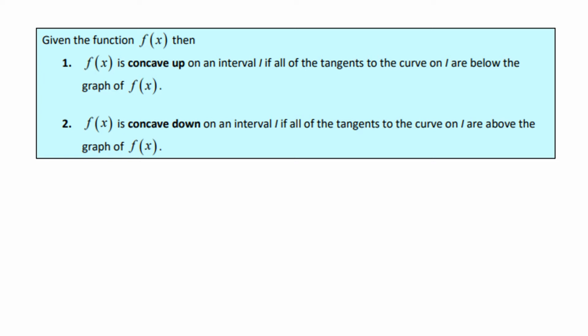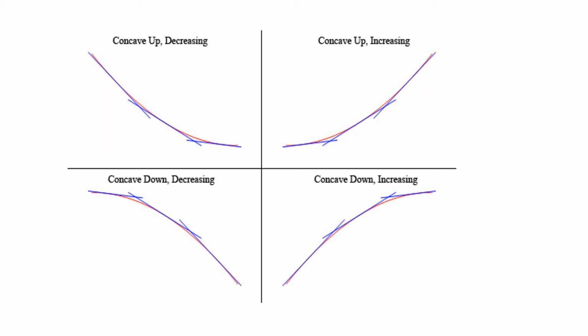Let's try to tie these two concepts together. So you see here the concept of thinking about the tangents. They're underneath the curve, and so that means that it's concave up. Here the tangents are underneath the curve, and so that means it's concave up. In both of these bottom examples, the tangents are above the curve. That means that it is concave down.